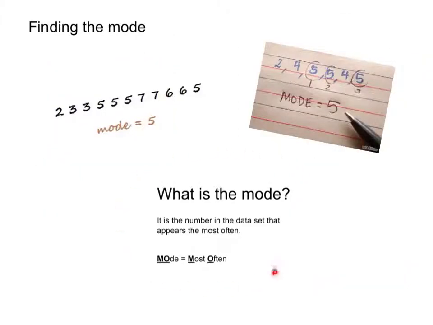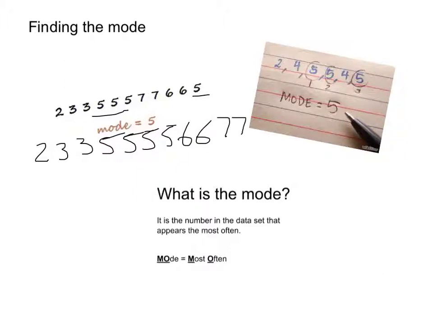The mode is quite a nice easy one. Okay, mode just means most often. It is the number in the data set that appears the most often. So if we look at this example here, it would actually help if they were in order. So let's do step 1 and put them in order. We've got 2, 3, 3, but then we've actually got 4 5s, 2 6s and 2 7s. So we can see quite easily that the number that you see the most is 5, making the mode 5.